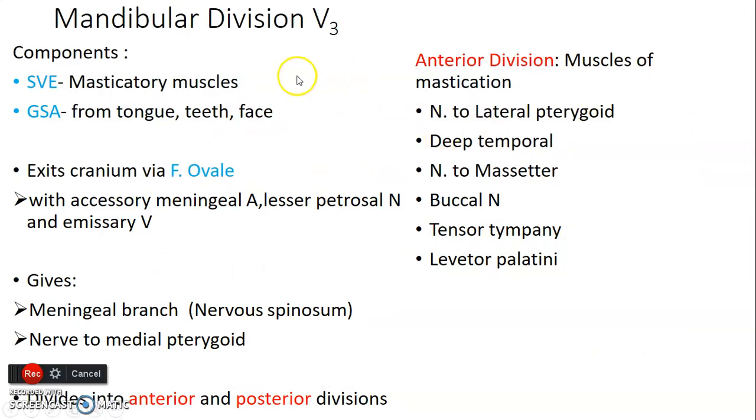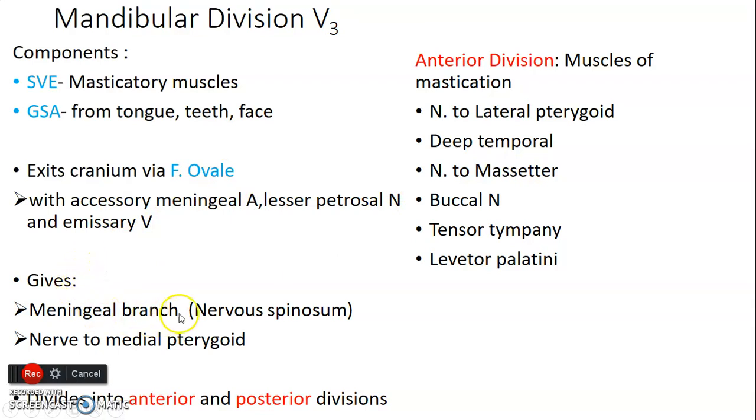And we go to the mandibular division of trigeminal. It has two components, the special visceral efferent and general somatic afferent. The special visceral efferent is to the masticatory muscles, motor efferent. Then the general somatic afferent, you get sensation from the tongue, teeth, and the face. So mandibular exits the cranium via the foramen ovale, together with the accessory meningeal artery, the lesser petrosal nerve, and the emissary vein. So those are the four contents of the foramen ovale: mandibular division of trigeminal, accessory meningeal artery, lesser petrosal nerve, and emissary veins.